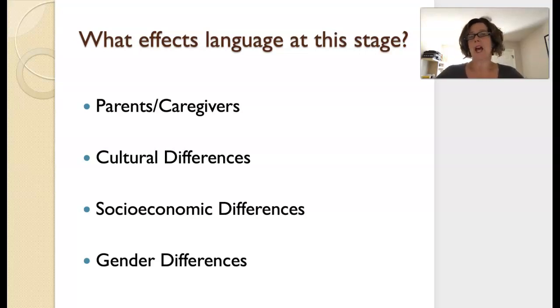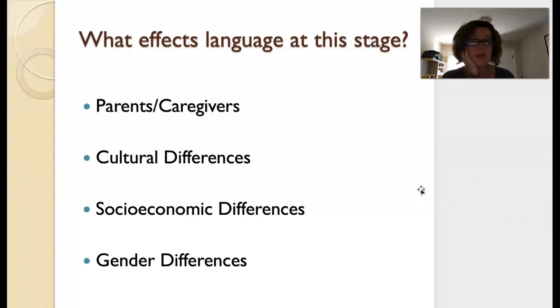Say, that is a stunning purple chrysanthemum. And the kids will be like, okay, kind of thing. So again, parents and caregivers. Cultural differences: basically, how we speak to our children depends on our cultural differences.